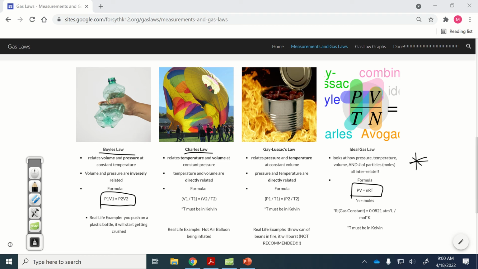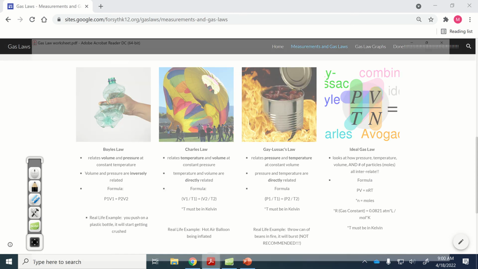PV equals nRT. N is moles again. We usually use n as moles in our formulas. And then we have this R value. R is the gas constant, and it's 0.0821 atmospheres liters over moles Kelvin. I'm not so worried about you remembering the units. Again, the units for constants are always a way just to cancel out units in the formula to get what we're looking for. But it's going to be 0.0821 atmospheres liters over moles Kelvin. All right? So those are all our formulas.